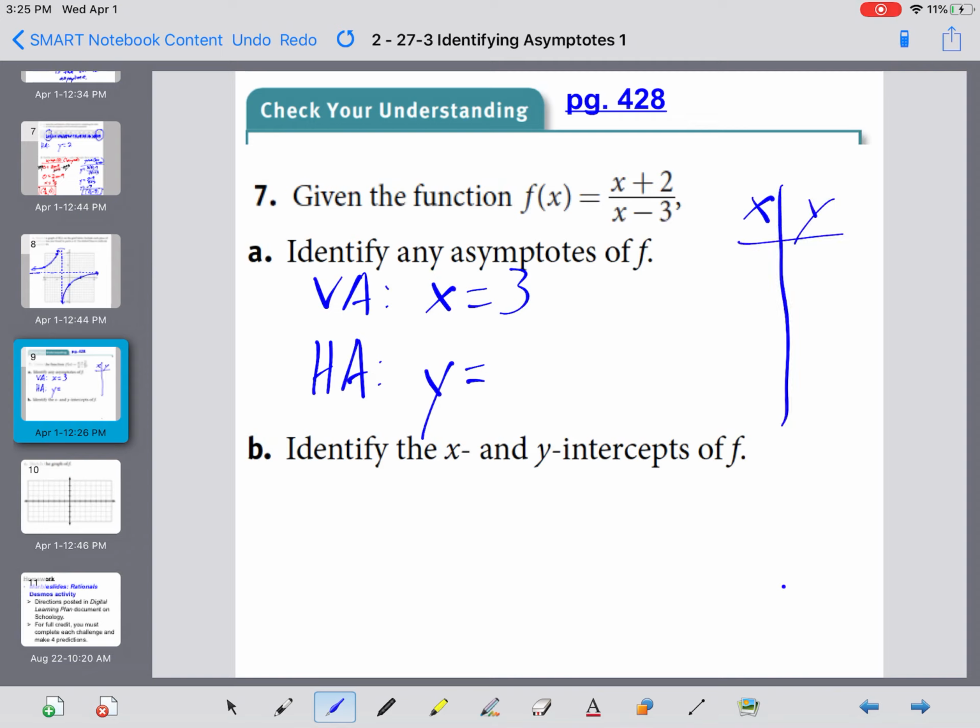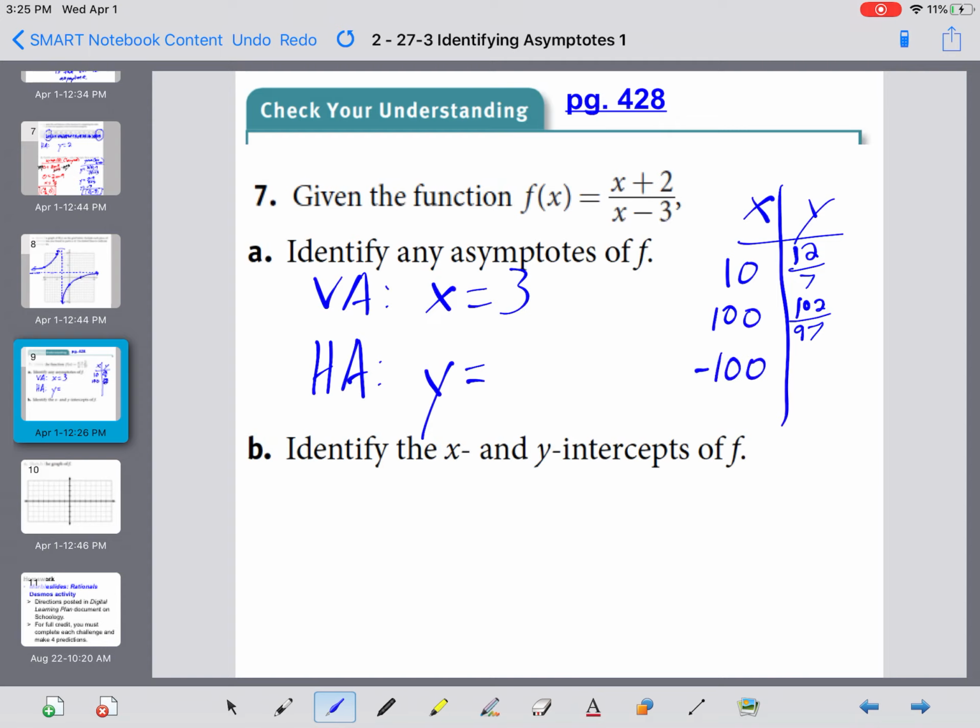Start plugging in big numbers, like let's plug in 10. If you plug in 10 to f of x, you're going to get 12 over 7. That's a little bit over 1. If you plug in 100, you're going to get 102 over 97. That's even closer to 1. The bigger that x value gets, the closer and closer and closer those y values are getting to 1, coming from the top. The decimals for those y values might be easier for you to see.